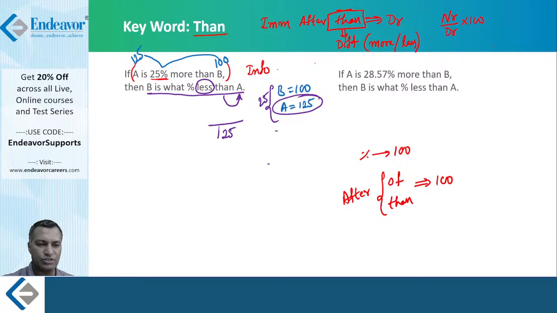That's the fraction form. 1 by 5 is the answer in the fraction form. What is the percentage form? It will become 20%. Therefore, if A is 25% more than B, then B is 20% less than A.